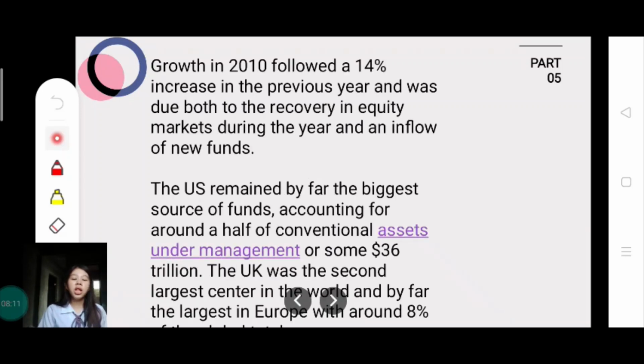Growth in 2010 followed a 14% increase in the previous year and was due both to the recovery in equity markets during the year and an inflow of new funds. The US remained by far the biggest source of funds, accounting for around half of conventional assets under management, or some 36 trillion. The UK was the second largest center in the world and by far the largest in Europe, with around 8%.